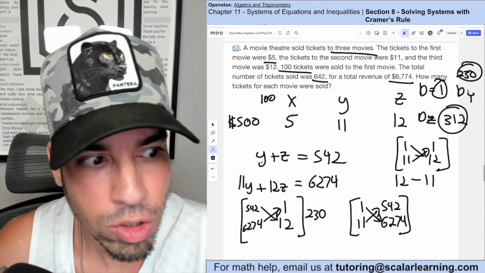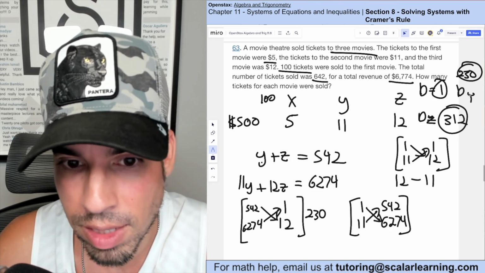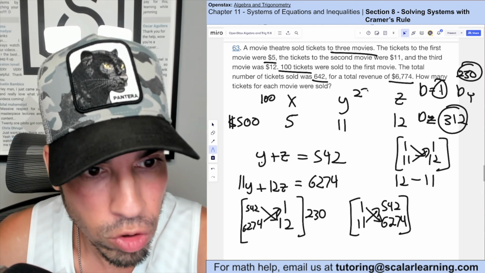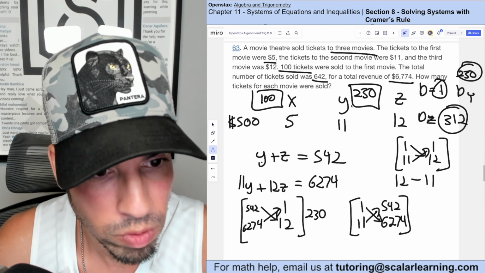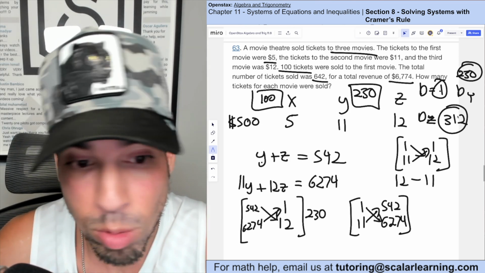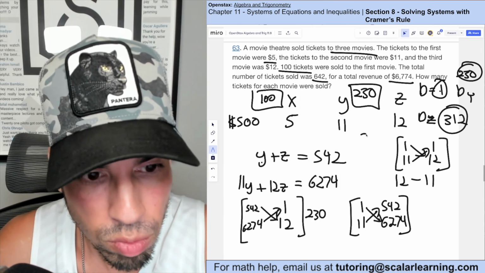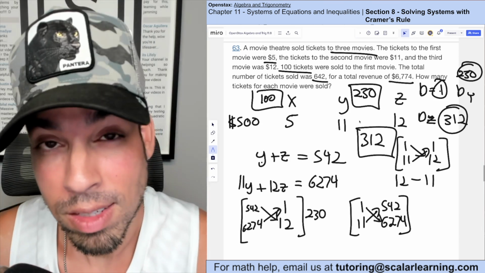Okay, now to get my values, to get y, I say dy divided by d, but d is just 1. So it's basically just 230. And we already know x is 100 tickets for the first movie, 230 tickets for the second movie, and then dz, which is the same as z, because it's 312 divided by 1. So then we got 312 sold to the third movie. So that is how you do it.